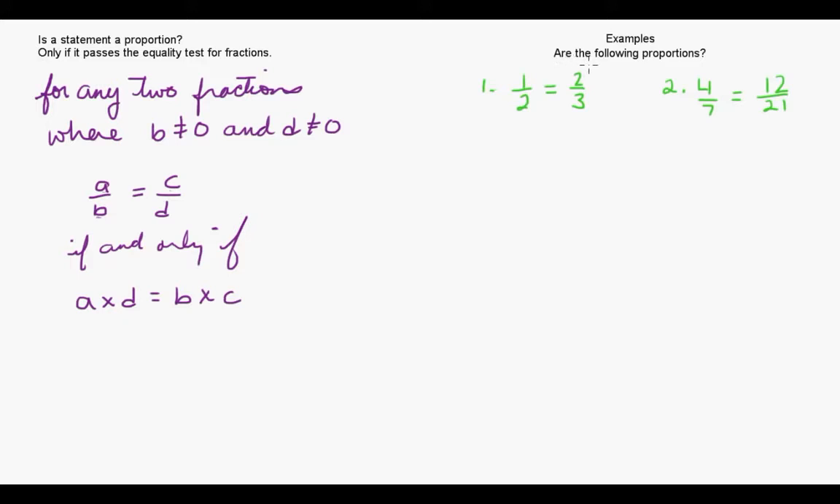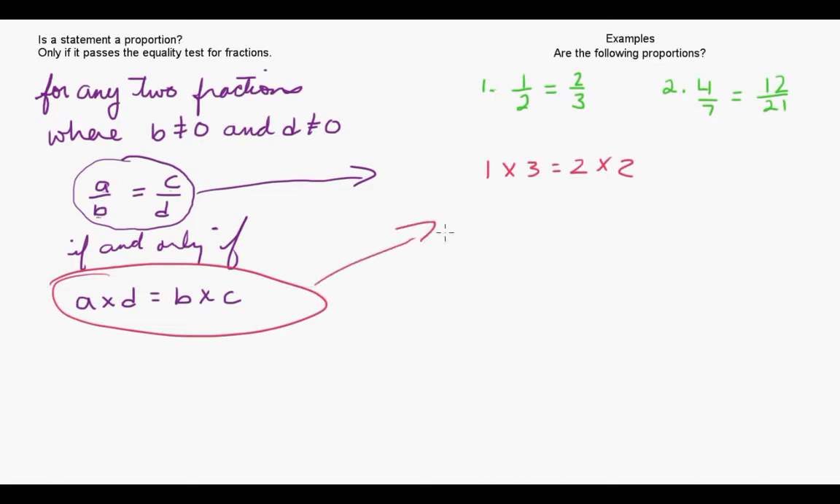Here we're going to find out if the following are proportions or not. So we have 1/2 equals 2/3. So we're going to take 1 as our a value, 2 is going to be our b value, this 2 is going to be our c value, and this 3 is going to be our d value. So if we sub in to this, we'll get 1 times 3 equals 2 times 2, right? And that comes from right here. So 1 times 3 is 3, 2 times 2 is 4. So these are not equal, so this statement here is not a proportion.